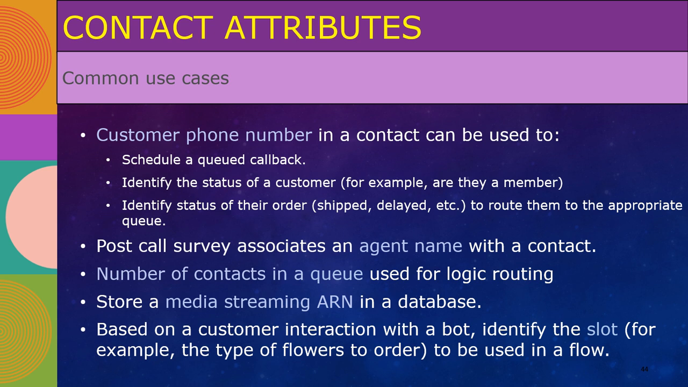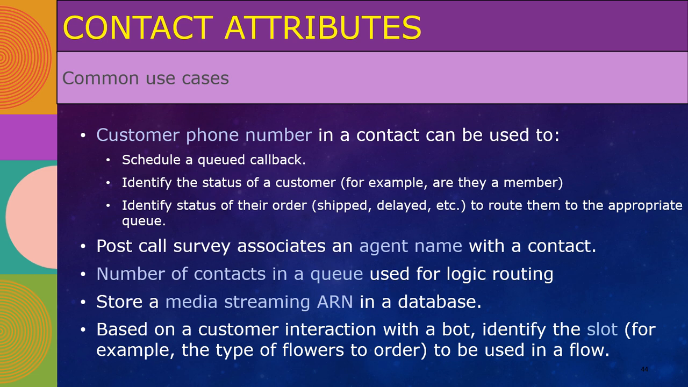Based on the customer interactions with the bot, you could identify a slot, for example, the type of flowers to order, to be used in the flow, etc. Now this is very popular. You've got a Lex bot customer intent. You've got a couple of slots. I need to know what type of flowers, where your address is being delivered, when do you need them, whatever. Those slots need to be filled, and the delivery needs to be triggered when they need to be delivered, etc. So you can get slot information for that interaction with a bot and use it in a flow.